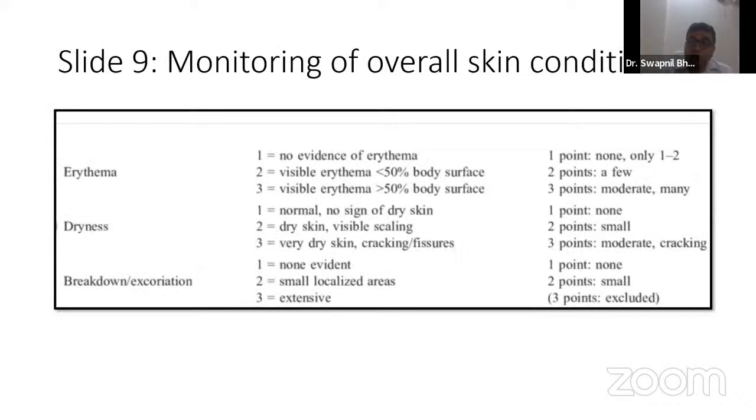Another thing which we need to monitor for all preterm babies in the NICU is the overall skin condition. A baby can become dry because of increased exposure to the radiant warmer. They can develop erythema. They can develop dryness. There is an increased incidence of breakdown or excoriation. So there is a format in which the baby can be examined. And if you find the baby's skin is becoming more erythematous, or there is more dryness or more breakdown, then you should increase or decrease your fluids and electrolytes accordingly.